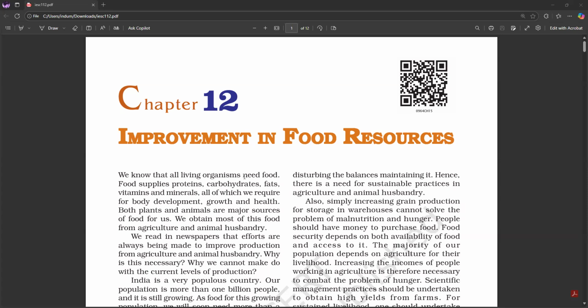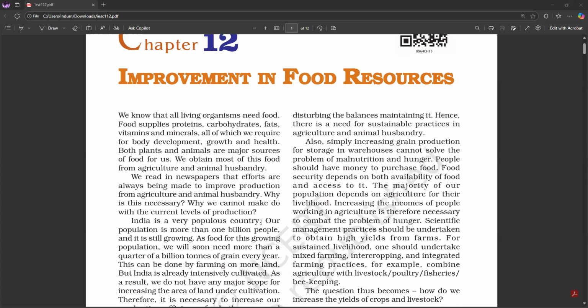Today we are going to read chapter number 12, Improvement in Food Resources of Class 9th CBSE, and the book is NCERT. So let's get started. We know that all living organisms need food. Food supplies proteins, carbohydrates, fats, vitamins, and minerals, all of which we require for body development, growth, and health.